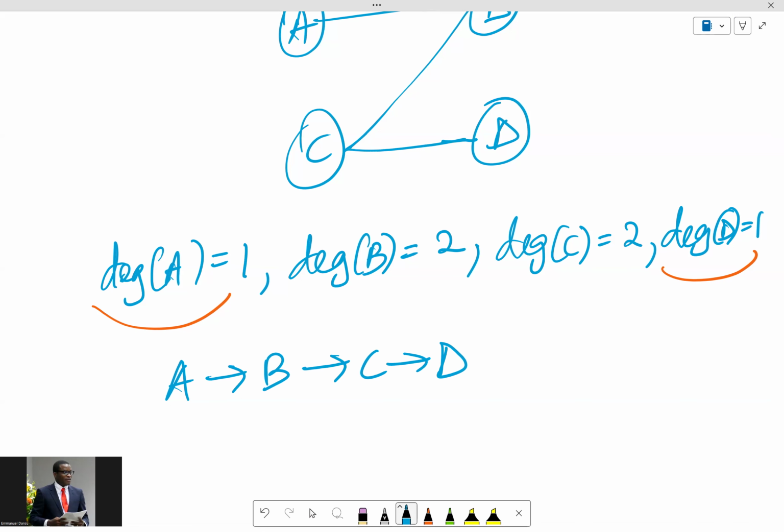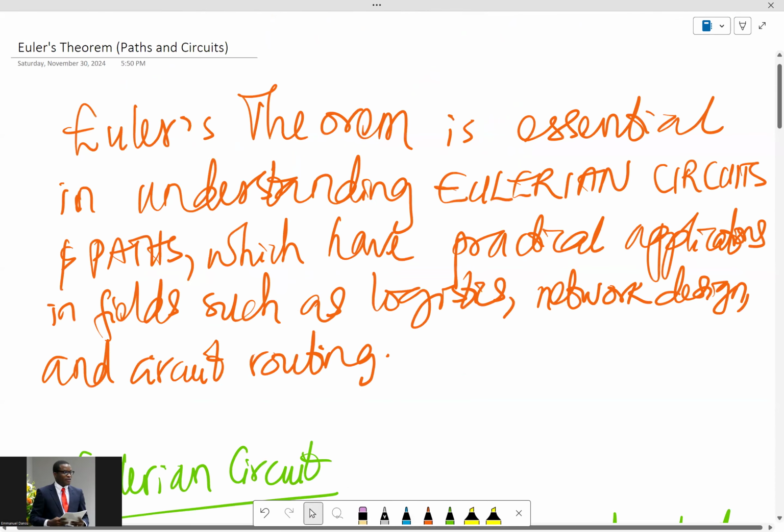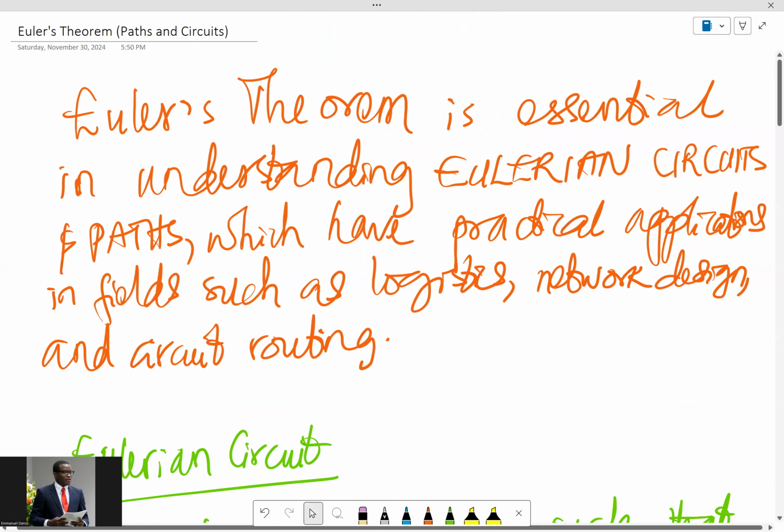So can we see some practical applications of Euler's theorem that talks about Eulerian circuits and paths, right?